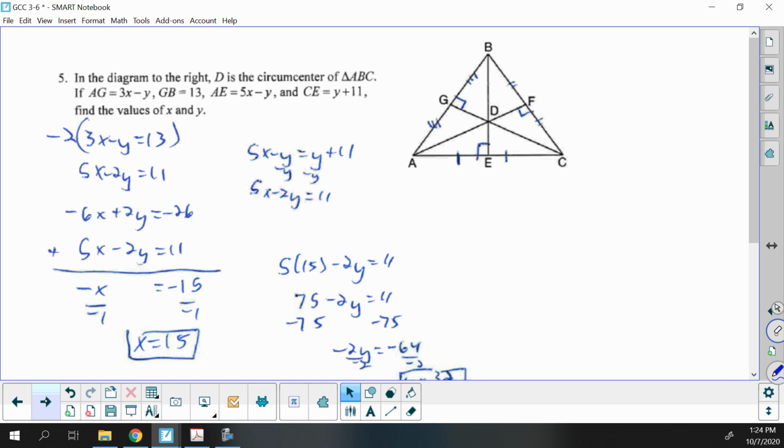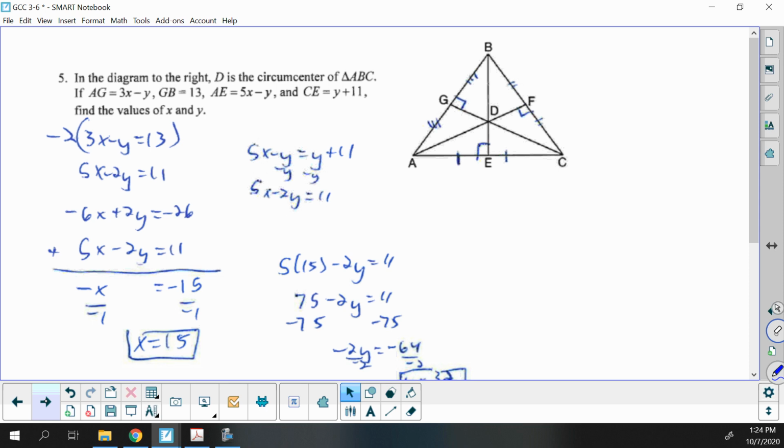All right, here they told us the circumcenter. Circumcenter comes from the perpendicular bisectors. So notice I put each of the markings to show that they are congruent because the perpendicular bisector goes through the midpoint and it does so at a right angle. And notice we have the boxes there for the right angles as well. So we got all that information just from it being a perpendicular bisector.